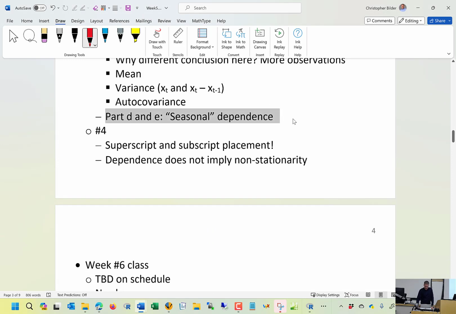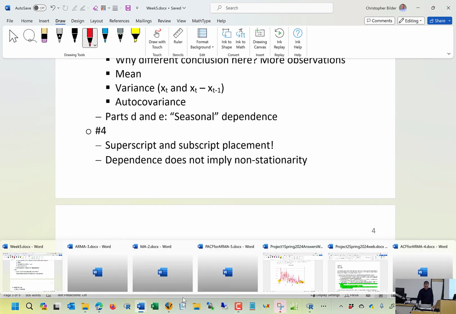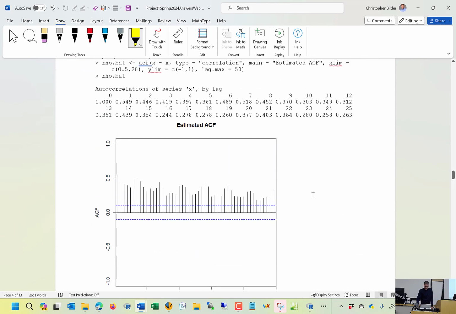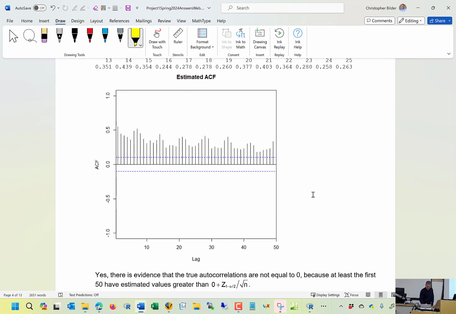Parts D and E, let's take a look at that. Some groups picked up on this, but many did not. Notice this is a plot of the estimated autocorrelations. Notice that lag 7, 14, 21, 28, multiples of 7, we have these higher values.